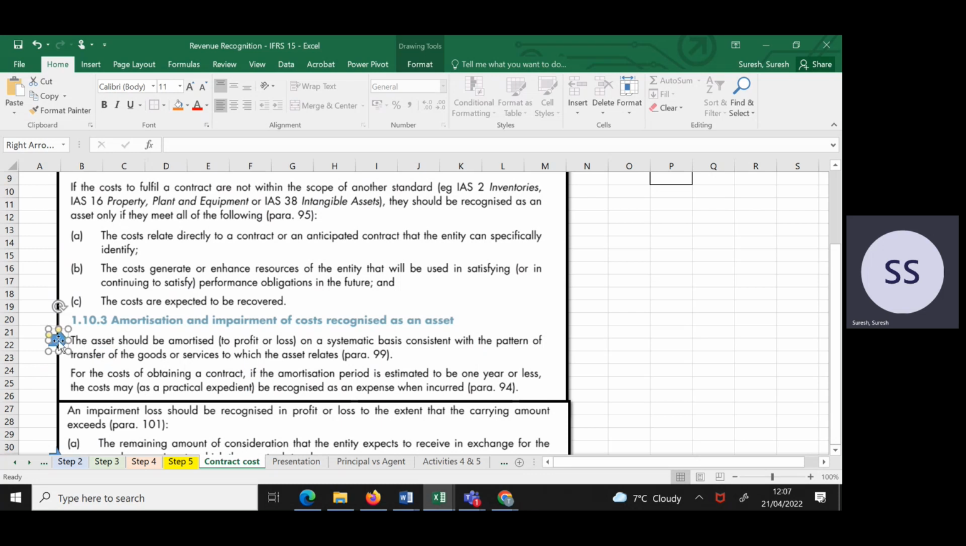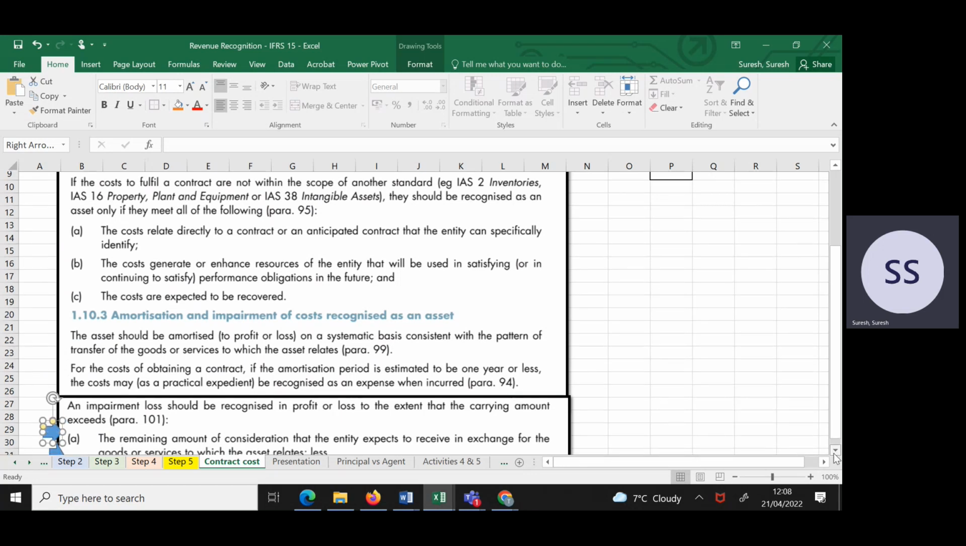So, for example, we have treated a cost as an asset, and then based on the transfer of goods, based on the pattern of the performance obligations, we would amortize the cost that we have recognized. That's what they're trying to say. On the other hand, for those costs, the next point is that suppose you find out the amortization period of that asset, right? We suffered a cost obtaining a contract, and that amortization period is estimated to be less than 1 year, then there is no point in treating that cost as an asset. Rather, you can expense it straight away to the profit and loss account, right? That's the other point that we're going to look at.